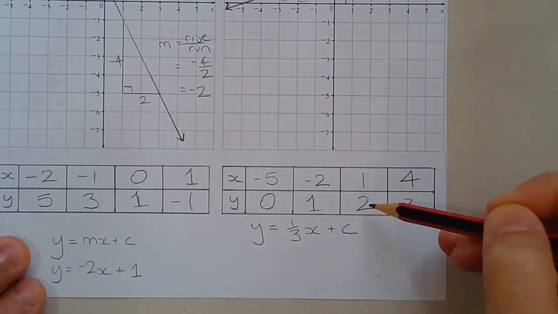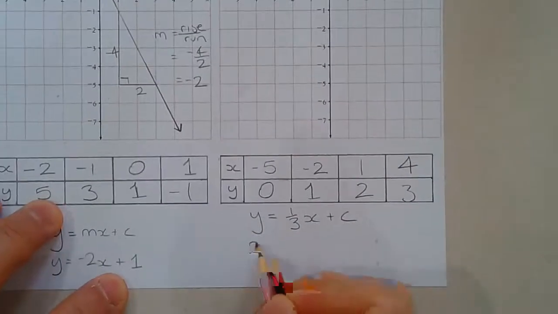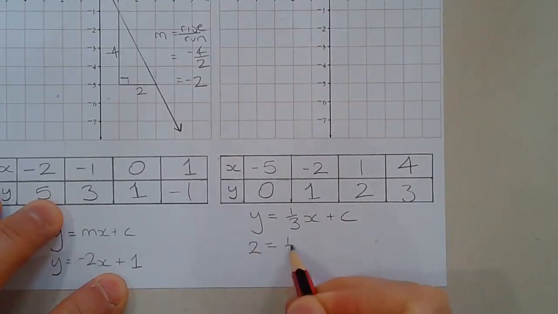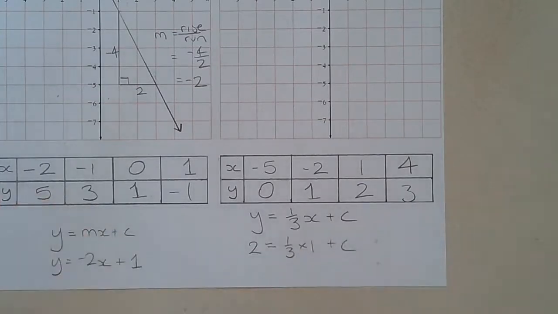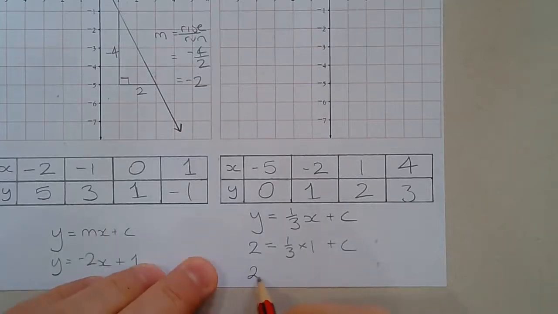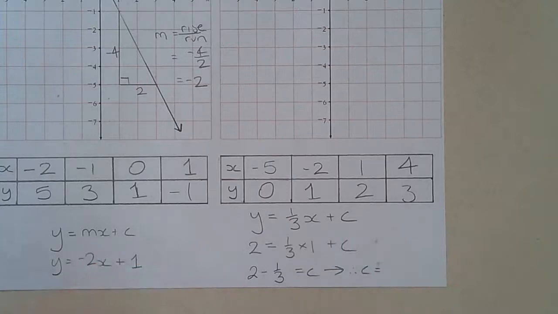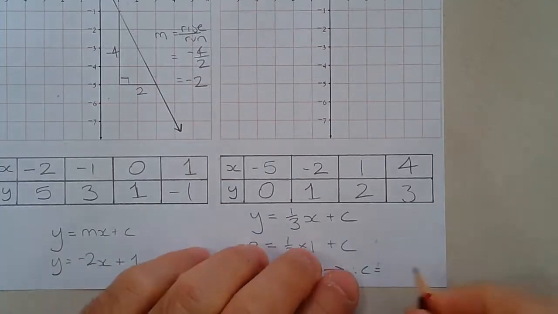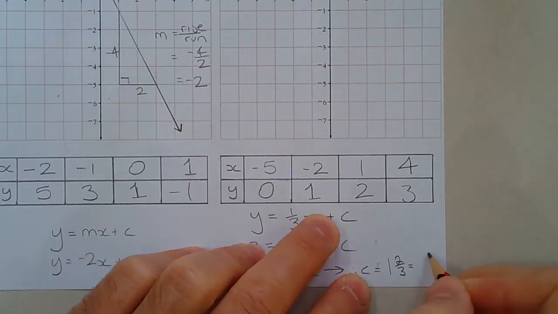So x equals 1. When x equals 1, y equals 2. So 2 is equal to 1/3 times 1 plus c. 1/3 times 1 is just 1/3. So 2 minus 1/3 is equal to c. Therefore c is equal to 1 2/3, which is 5/3.